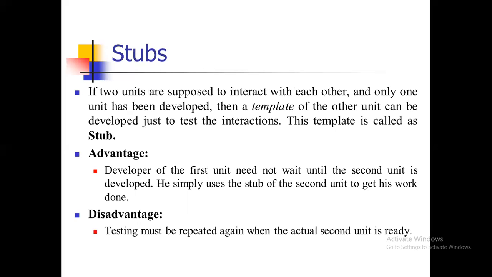The advantage of this is that the developer of the first unit need not wait until the second unit is developed. The developer does not have to wait for the implementation of the second unit, and simply uses the stub of the second unit to get his work done. If we have to develop two units and have developed one, the developer will create the stub of the second unit and complete his task. That is the advantage of stubs.